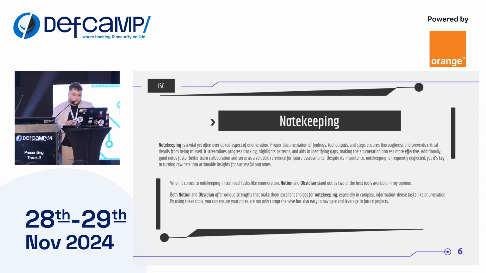The first step in starting the external enumeration is note keeping, which is an overlooked aspect of enumeration, because proper documentation of findings, tool outputs, and steps ensures thoroughness and prevents critical details from being missed. Despite its importance, note keeping is frequently neglected, yet it is the key to turning raw data into actionable insights for successful outcomes. And for this, we have Notion and Obsidian. I think you are familiar with them. They are, in my opinion, the best 2 tools for note keeping.